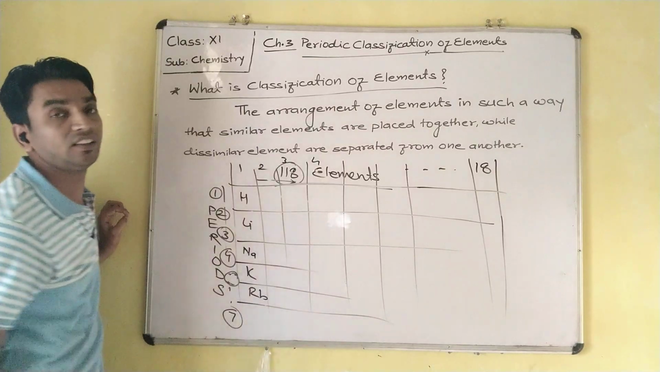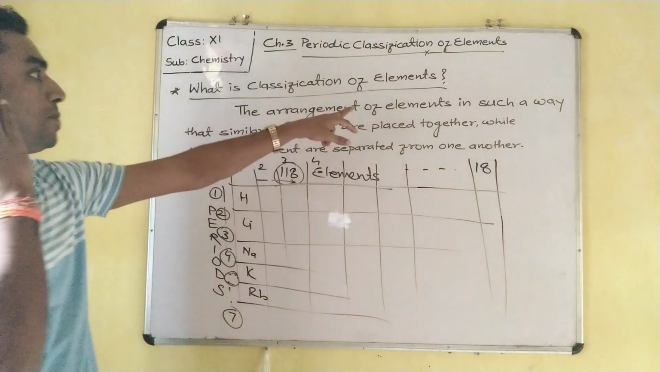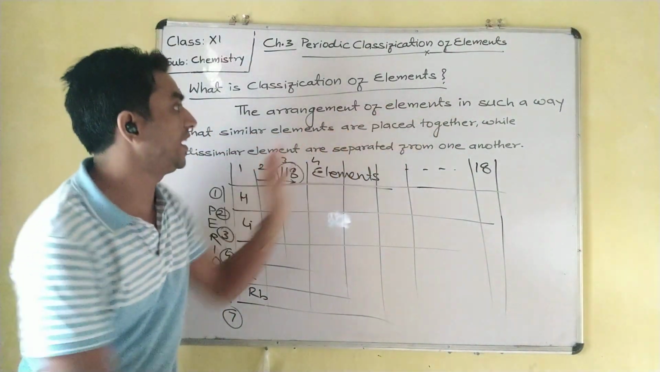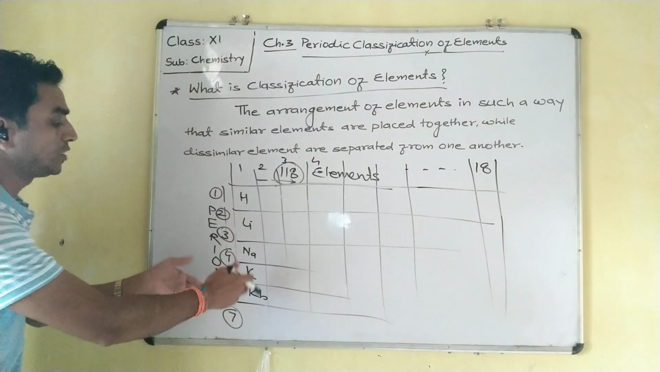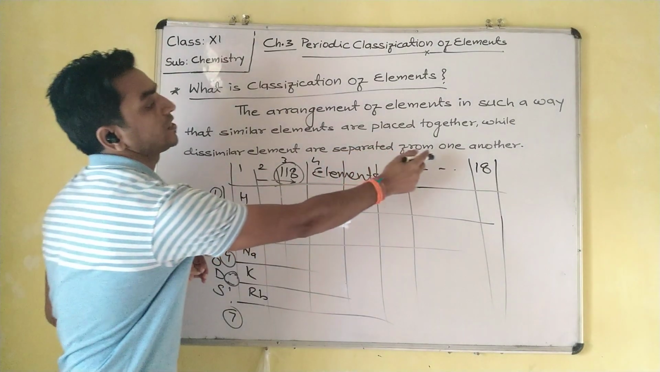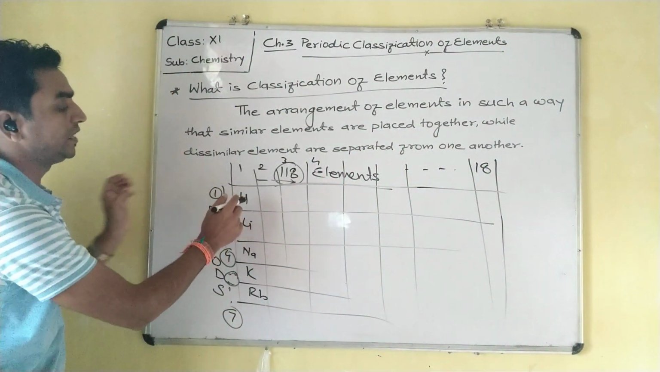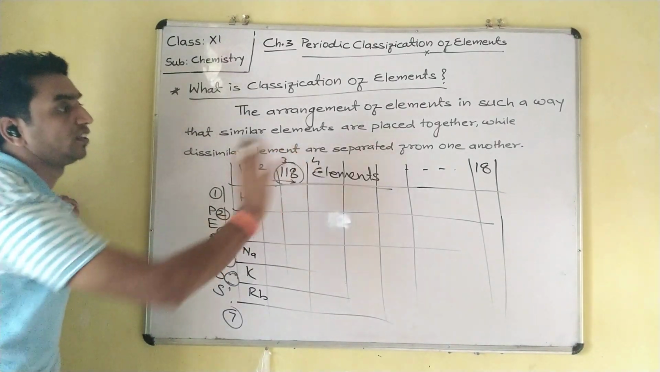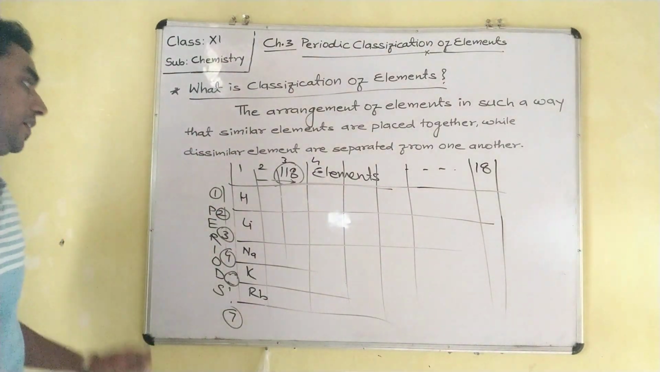So this is the arrangement of elements in such a way that similar elements are placed together, because in the same group the elements have similar properties, while dissimilar elements are separated from one another. The elements belonging to group 1 are different from those of the other groups. So this is the classification of elements.